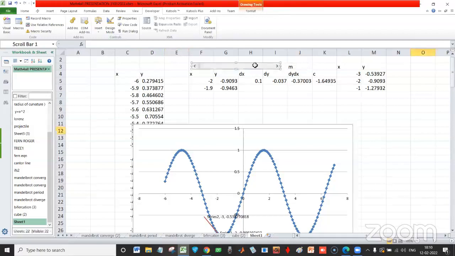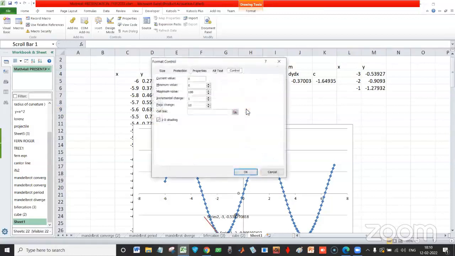So I have added a slider, and then right click it. Now if I click, nothing will happen because I have not told it what to do. So now I am giving some instruction. There also no coding is required. That is the beauty. Coding is there, format control.